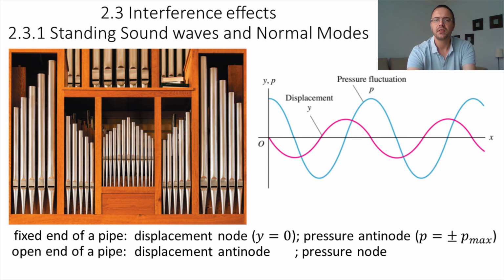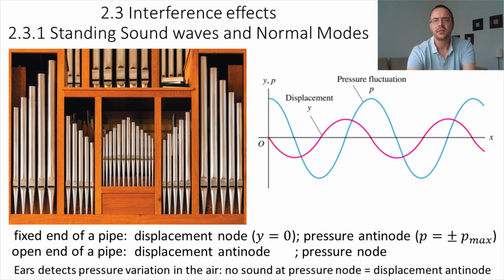And on the other hand, for an open pipe, when the pipe is open to the atmosphere, the pressure is at the atmospheric pressure and there are no fluctuations of pressure, so the pressure fluctuation is at a node. And the displacement, on the other hand, is at an antinode.